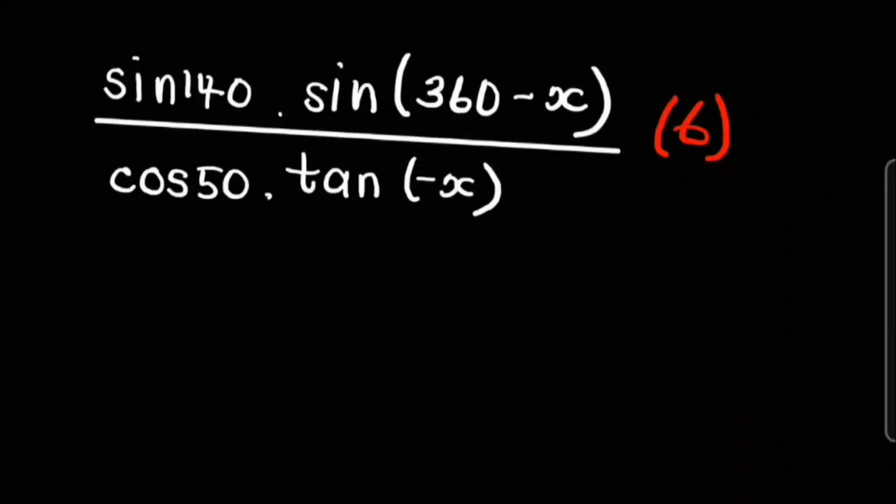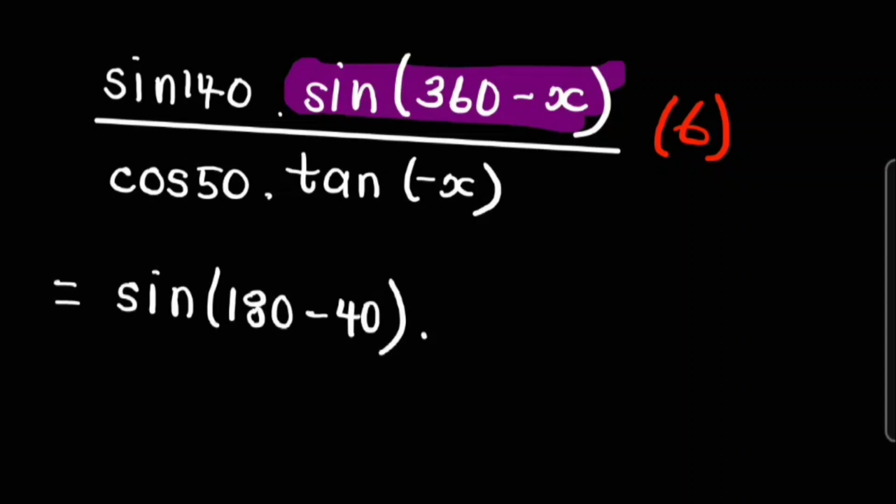Now we're on to question 9, and it is a 6-mark question. We start off by focusing on sine of 140 degrees. And what we notice is that it is bigger than 90, so we're going to apply the reduction formula. 140 lies in the second quadrant where we can use 180 minus 40 degrees.